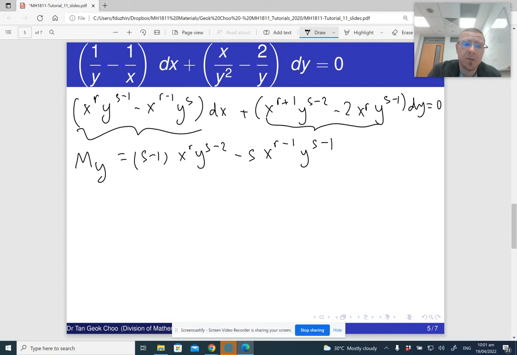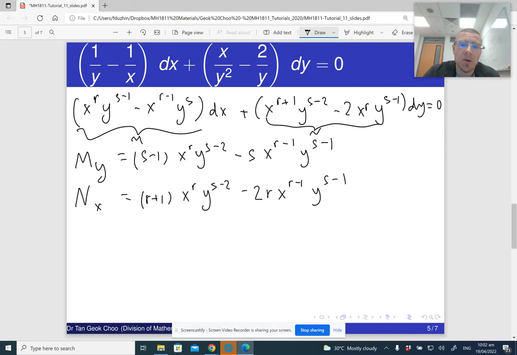Okay, and now I've got to differentiate this with respect to x, right? So this is like m and this is n. Differentiating the coefficient at dy with respect to x, I will get r plus 1 times x to the r times y to the s minus 2, minus 2r x to the r minus 1 times y to the s minus 1. All right, and the condition that must be fulfilled is that this equals this. Notice that we have the same term here. So for them to be equal, the coefficients in front of them should be equal.